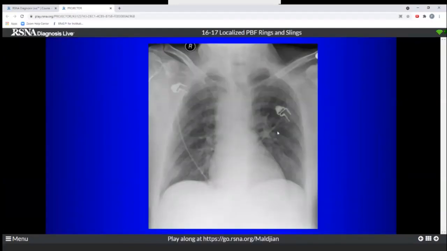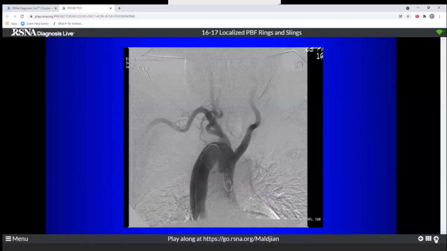So here's another case here. So here's the trachea. The trachea here is deviated a little bit to the left side. We see a right paratracheal mass. And when we see a configuration like that, we don't see the arch on the left side. So we suspect that this patient must have a right aortic arch. So here's an angiogram on this case.